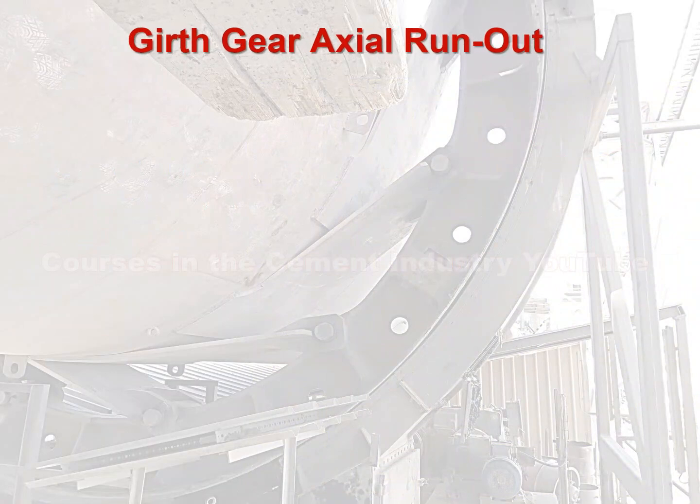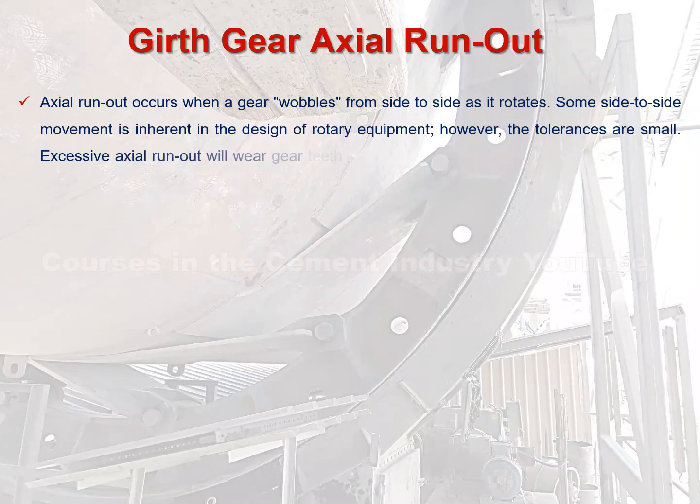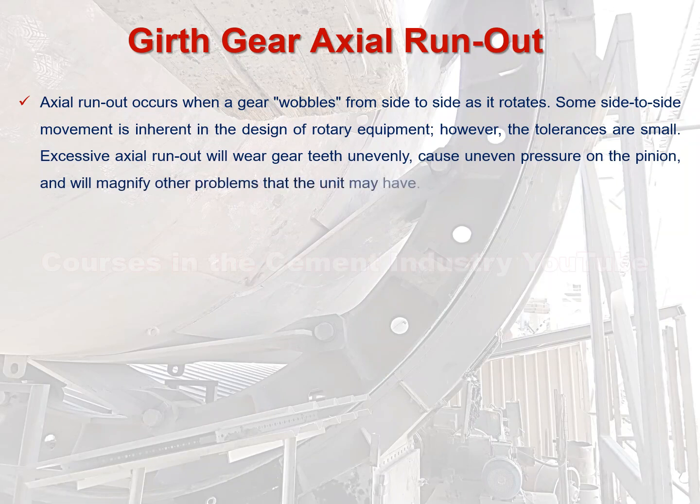Girth gear axial runout. 1. Axial runout occurs when a gear wobbles from side to side as it rotates. Some side-to-side movement is inherent in the design of rotary equipment, however, the tolerances are small. Excessive axial runout will wear gear teeth unevenly, cause uneven pressure on the pinion, and will magnify other problems that the unit may have.